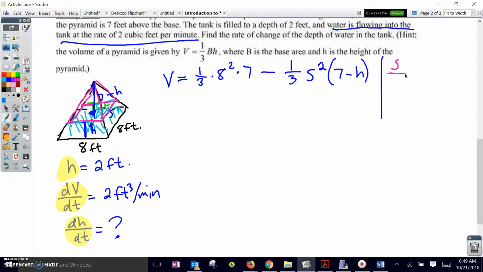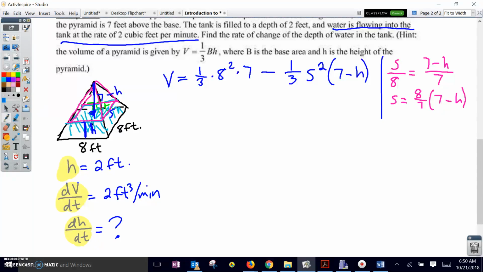S, the side length of the smaller pyramid, is to 8, the side length of the big pyramid, as 7 minus h is to 7. And now, because of this similarity relationship, I want to solve this for s. So I'm going to multiply both sides by 8. So s is equal to 8/7 times the quantity 7 minus h.